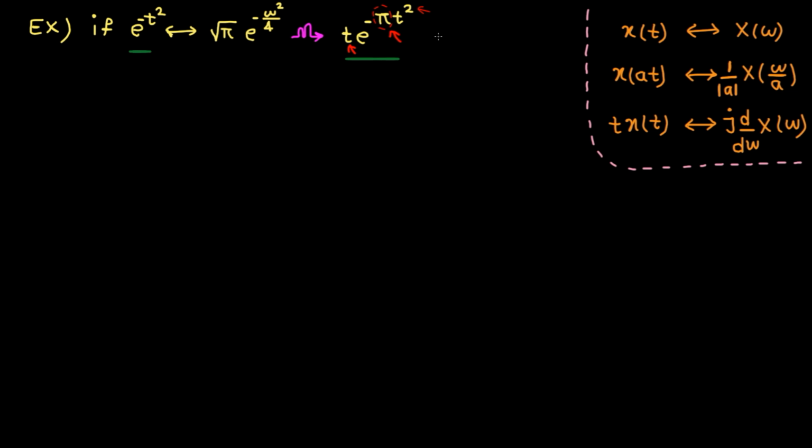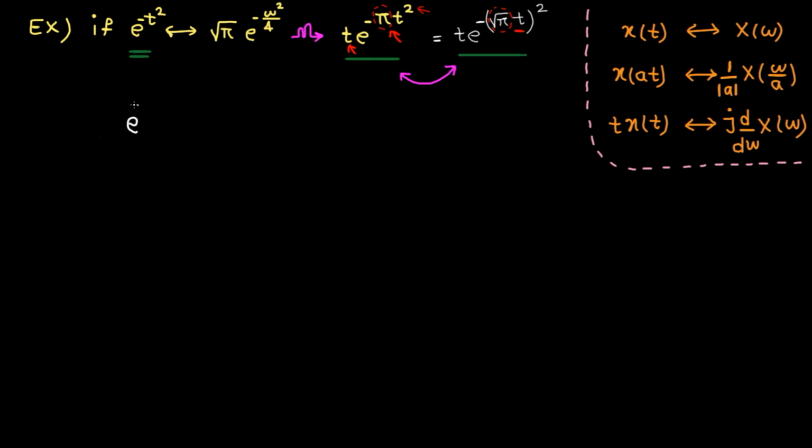To use the time scaling property, we need to apply the scaling factor to t. So let's write it like this. It's basically the same thing if you apply the square to the parentheses, a square root of pi becomes pi. So this is the same thing, but in this presentation, a square root of pi is applied to t.